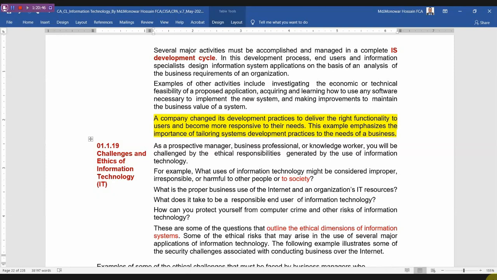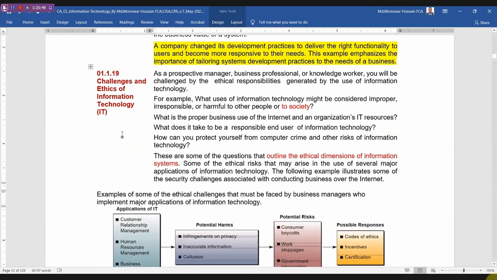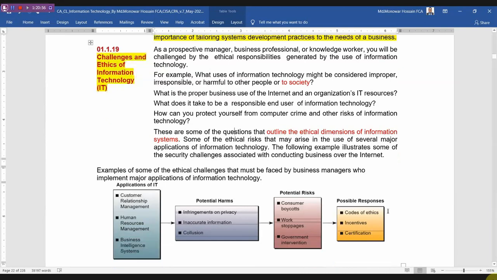So here, the challenges and ethics of information systems. It's also a vital thing, ethics. Challenges and ethics of information technology. As a prospective manager, businessperson, business professional, or knowledge worker, you will be challenged by the ethical responsibility generated by the information system. For example, what uses of information technology might be considered improper, irresponsible, and harmful to other people or society.